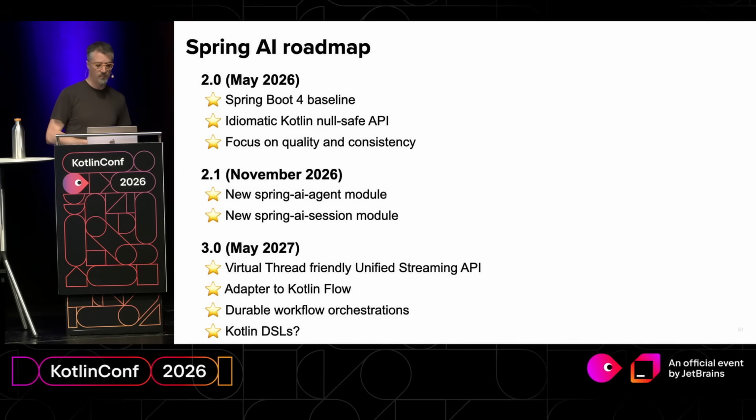And next year, we have a plan to provide a virtual thread-based unified stack. Currently you have the blocking and the reactive worlds, and we are going to pioneer a unified, virtual-thread-friendly stack with adaptation to Kotlin Flow or the API you want to use. So again, we will simplify the choice between reactive and non-reactive, and we think that will be pretty cool. Also, potentially durable workflow orchestration, and potentially a Kotlin DSL as well, in order to replace builders, etc. But for now, we prefer to focus on other features.